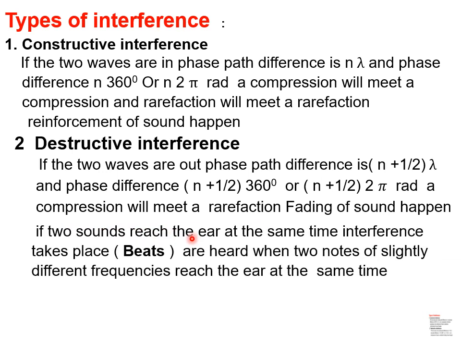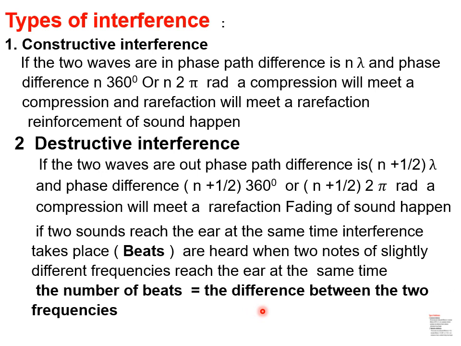If two sounds reach the ear at the same time, interference takes place and there will be beats heard when two notes of slightly different frequencies reach the ear at the same time. يبقى في عندي two notes of slightly different frequencies reach the ear at the same time. We will hear beats. The number of beats equals the difference between the two frequencies.